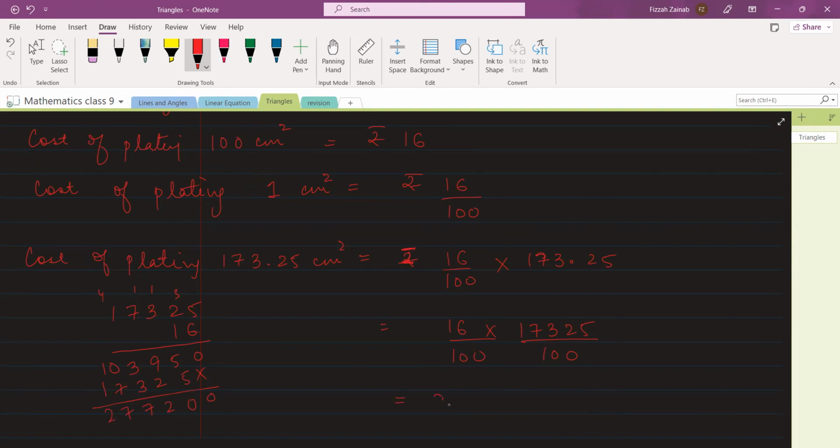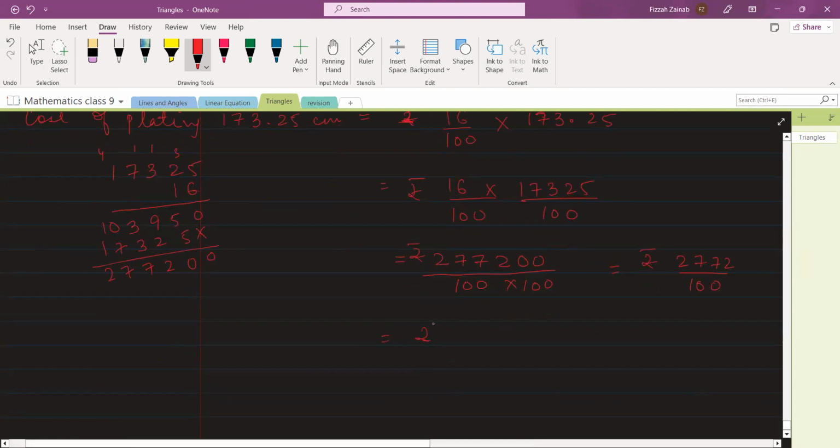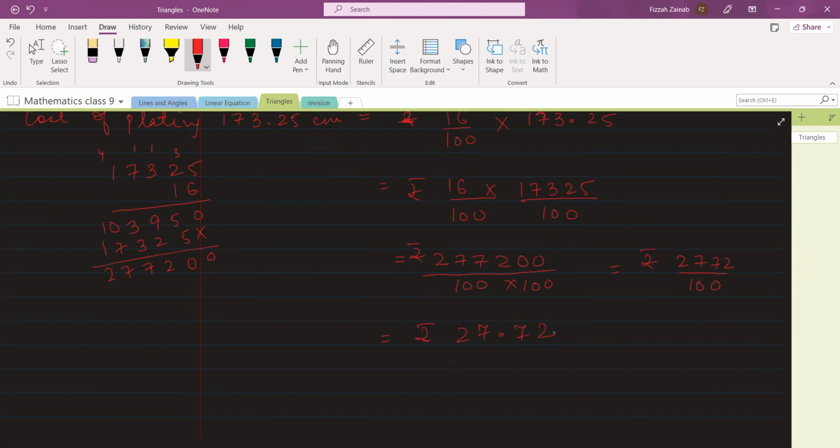So I'm getting 277200 divided by 100 into 100, and this is in rupees. Okay. So the zeros will cancel out. It will be rupees 2772 divided by 100, right? So 100 will get cancelled. It will be rupees 27.72. This is the answer.